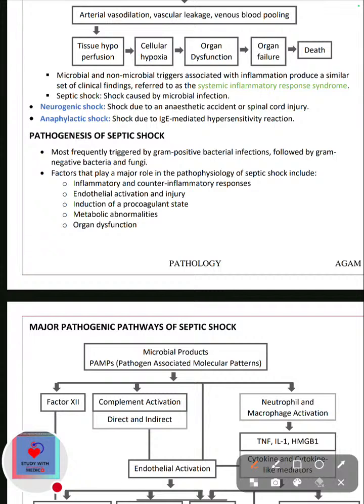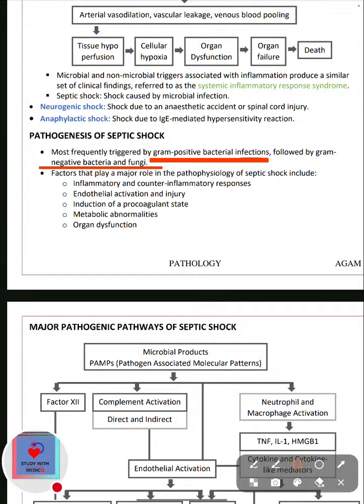Pathogenesis of septic shock देखते हैं. Pathogenesis of septic shock में क्या होता है यहाँ पर? Most frequently triggered by a gram-positive bacterial infection. Okay, it is followed by gram-negative bacteria and fungi.